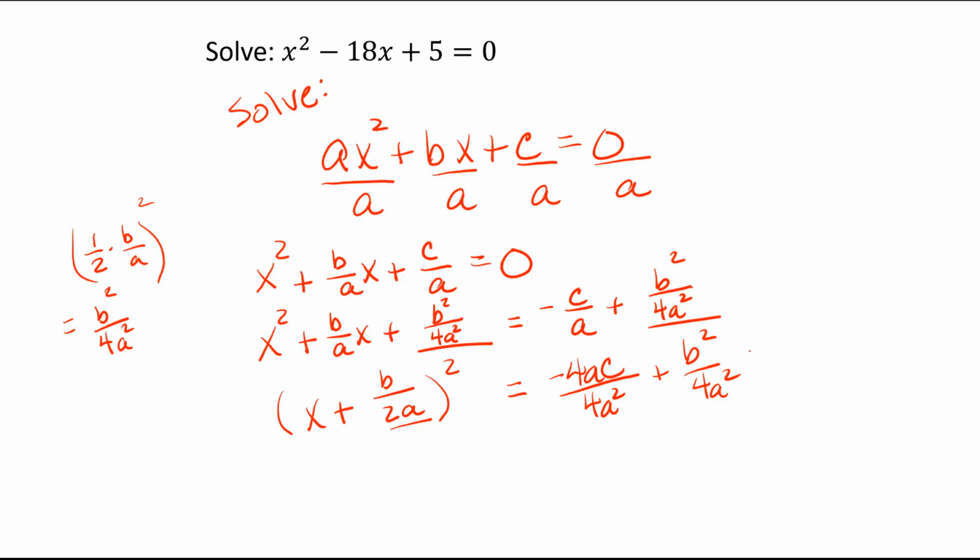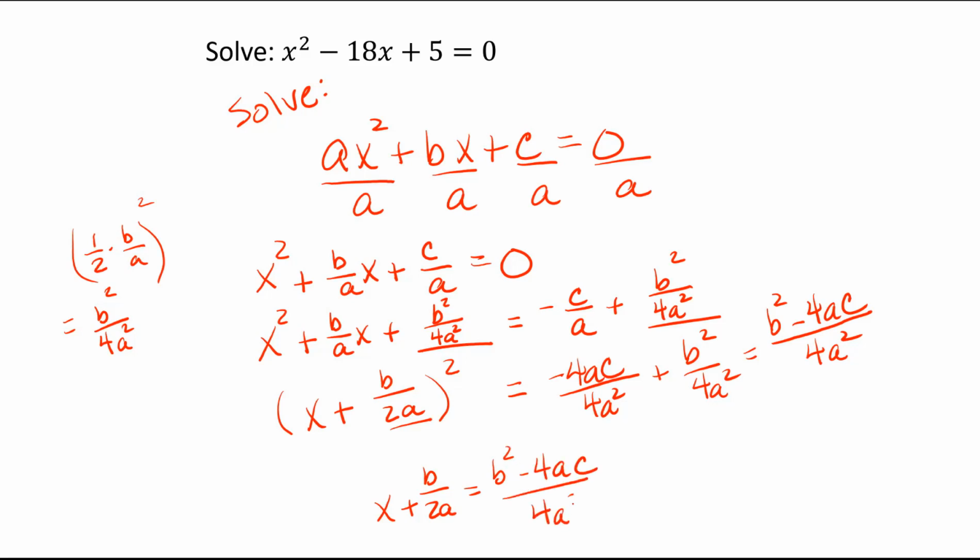And so that is, I'm just going to rewrite the right side of the equation, b squared minus 4ac over 4a squared. Okay, so now I will take the square root on both sides of this equation. If I take the square root of (x plus b over 2a) squared, I'm going to get x plus b over 2a. And the right side of the equation, as I said before, is b squared minus 4ac over 4a squared. I have to take plus or minus the square root of that.